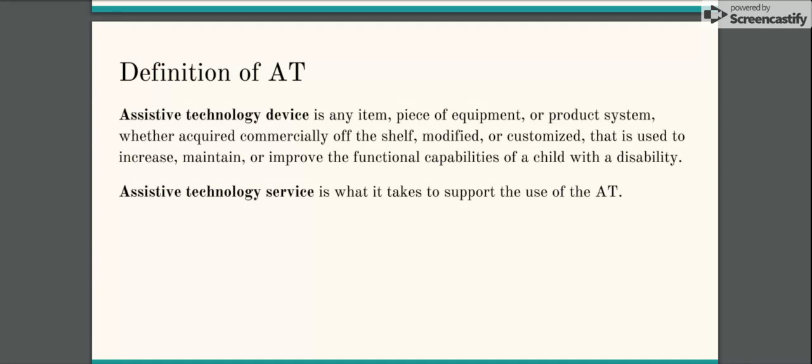Now, AT is also a service, and as a service, that would be anything that it would take to support the use of the assistive technology. In the AT Internet module that you'll be looking at this week, it will outline some of the examples of that.